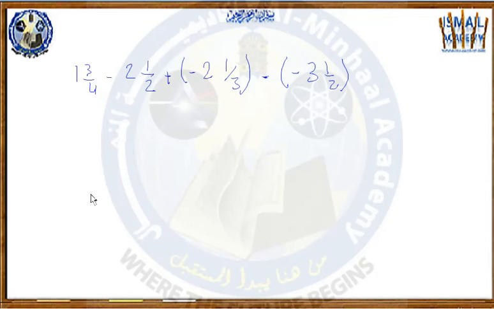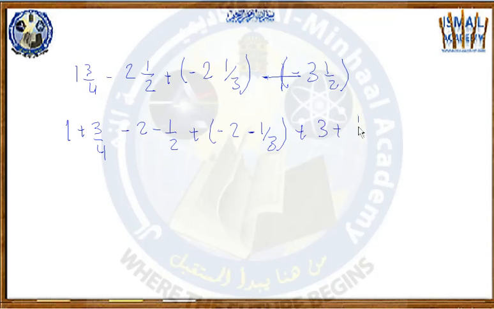I'm going to go very slow here. I'm going to change this one to whole and fraction, so it's 1 plus 3/4 because the sign here is positive. Here the sign is negative, so it's minus 2 minus 1/2. The sign in front of the whole belongs to both of them. Here I will change it to negative because this is going to be positive: minus 2 minus 1/3. The minus sign becomes positive here, so it's plus 3 plus 1/2.